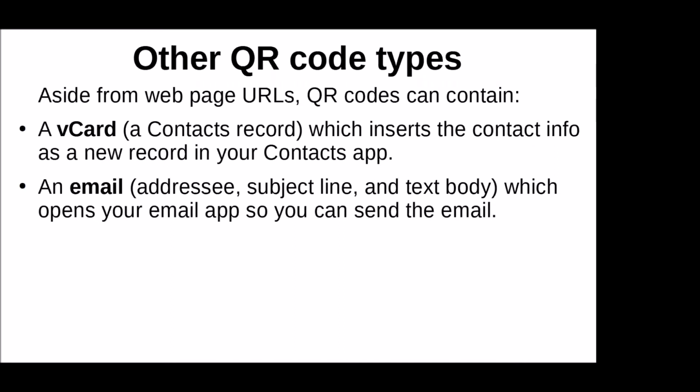It's also possible to embed an entire email in a QR code, and that would include the to line, meaning the addressee, the subject line, and text body. When you scan such a QR code, it opens the email app on your device so that you can modify and send the email. And that's very useful for events like this, where we could publish a QR code and it would... well, no, that's not for events like this, I'm sorry.